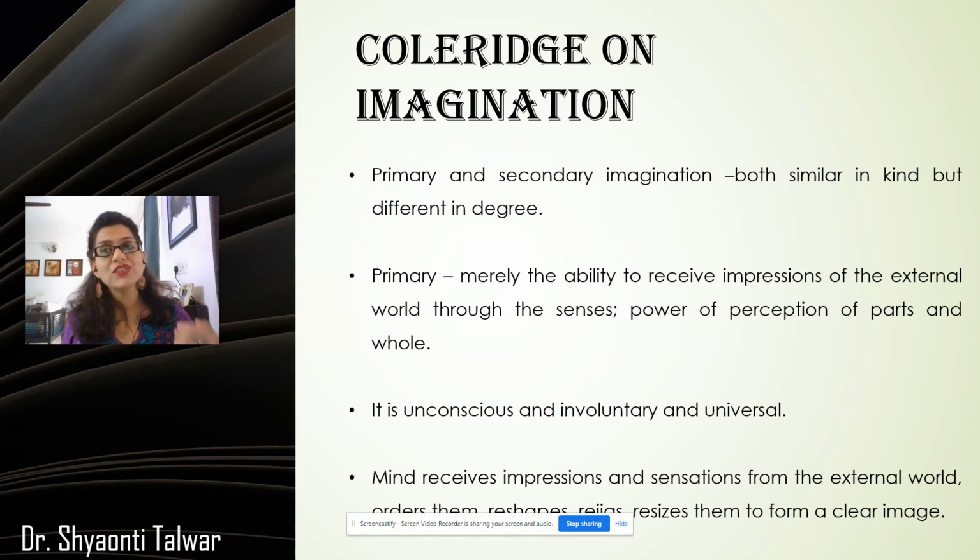So primary imagination is universal to all, where the mind receives impressions and sensations from the external world. It orders them, it reshapes impressions a little, it rejigs them, resizes them to form a clear image. So, this is a faculty which almost all humans possess, because almost all of us have most of our five senses intact. And if we have our five senses intact, then we have an activated primary imagination.